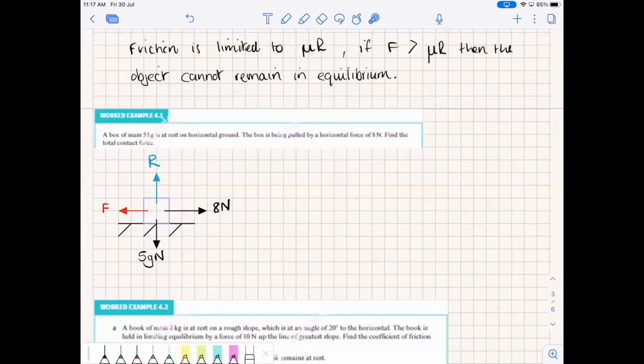Let's look at some examples of friction in action, and hopefully it'll help you get around to what we've been trying to discuss. Okay? So here we have a nice simple example. We have an object on a horizontal surface, which is nice because then we know that the normal contact force is just going to be acting up, and the box is being pulled by a horizontal force of 8 newtons. And they want us to find the total contact force.